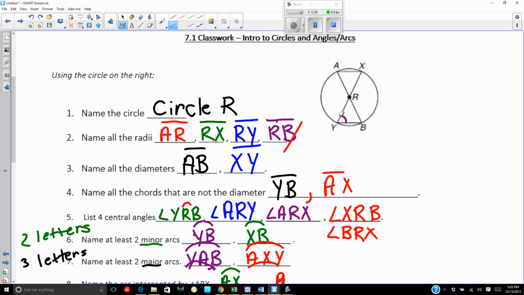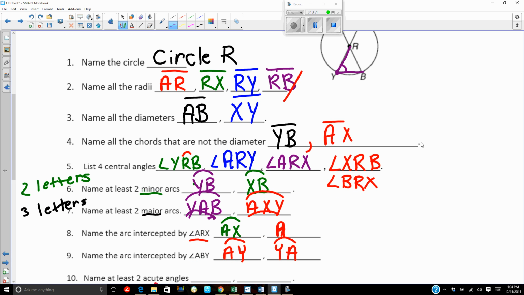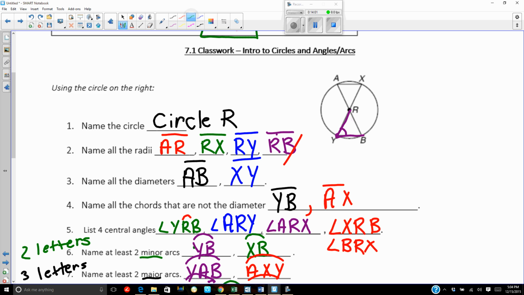I'm going to pick this one right here where Y is. We can't call that just angle Y. We need 3 letters. Y is the vertex. Instead of angle Y, I'm going to call it angle RYB in that order, or you could call it angle BYR. So that's one acute angle because that angle, the purple angle, is less than 90 degrees. So angle RYB.